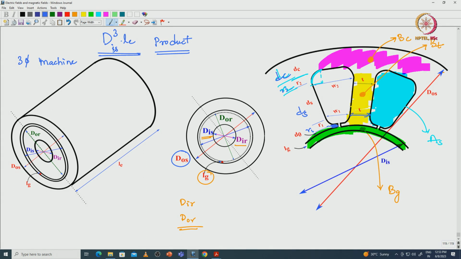and the width of the teeth is t, small t, and the inner diameter is dis and outer diameter is d0s. These are the different dimensions of the stator core. So, by considering all these dimensions, we will find the power equation in terms of B values and then electric loading values and then slot dimensions. Okay. So, Bg, Bt and Bc, different flux densities we will consider for deriving the power equation.